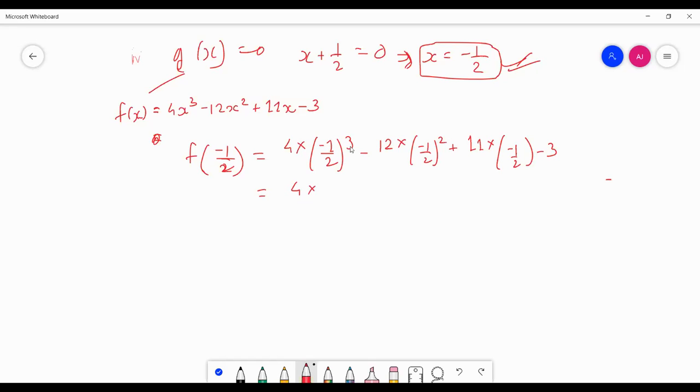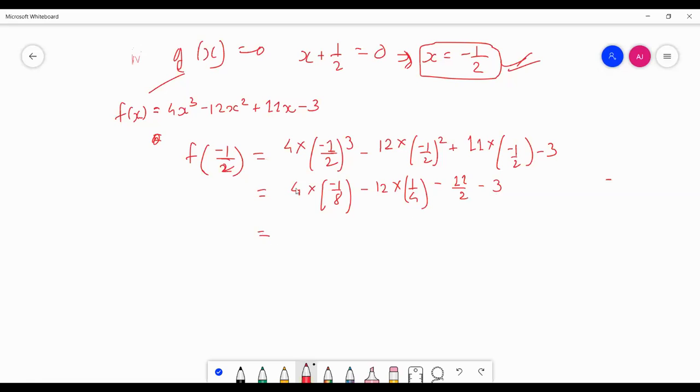Aliva, can you tell me what will be the cube of -1/2? Sir, it will be -1/8. Perfect. It will be -1/8. Very good. Minus 12 into -1/2 square, it will be 1/4. So cube will be negative, square will be positive. Then plus minus minus 11 into 1/2 will be 11/2 minus 3.